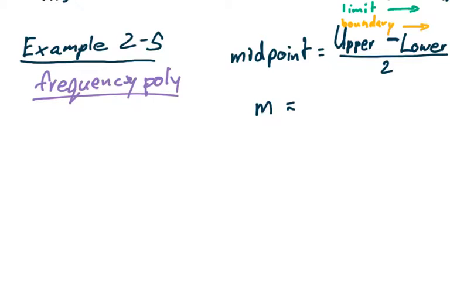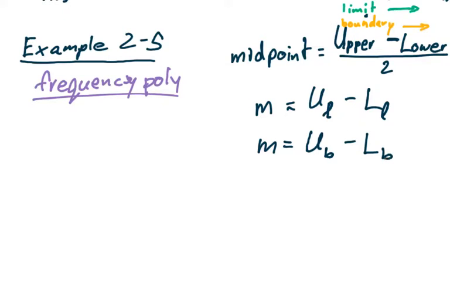So here, you could say it like this: U subscript L, make sure you know it's an L, not an I, for limit, okay, and this L is for the lower limit. Or we could say M is equal to the upper boundary minus the lower boundary.